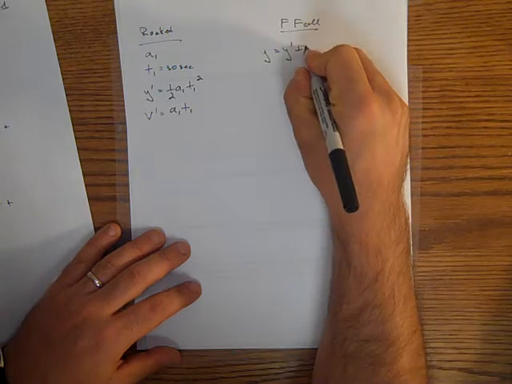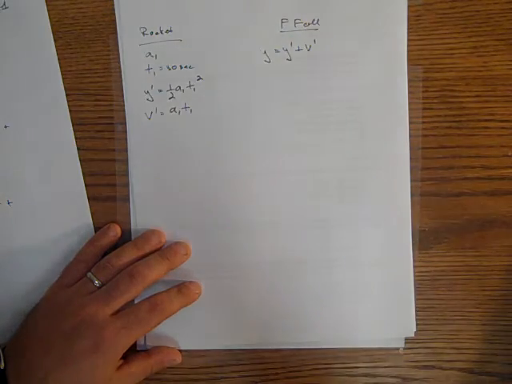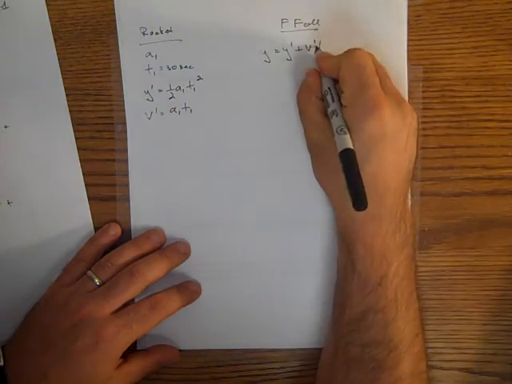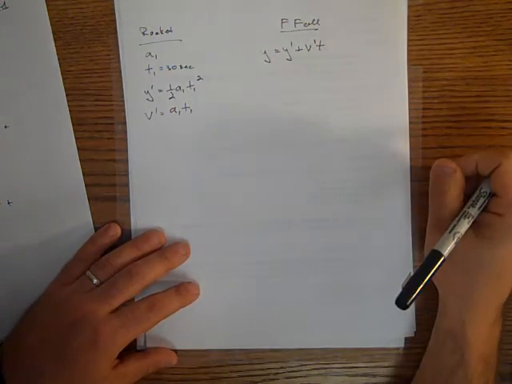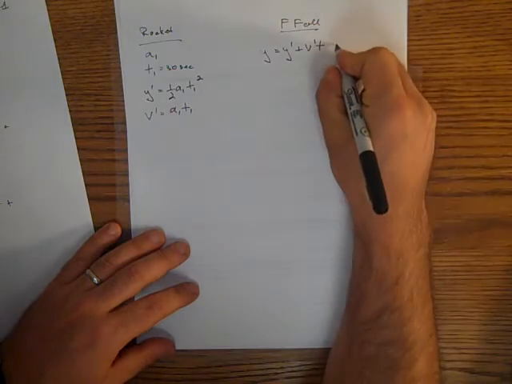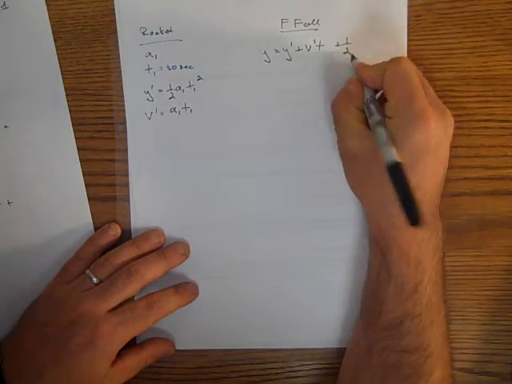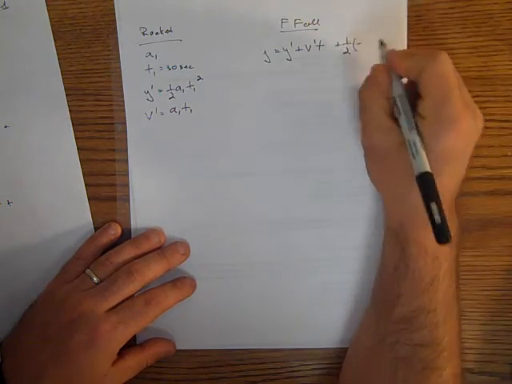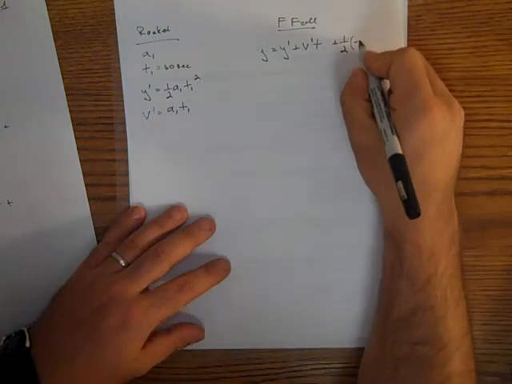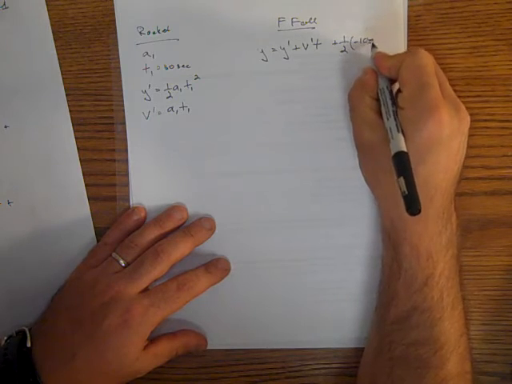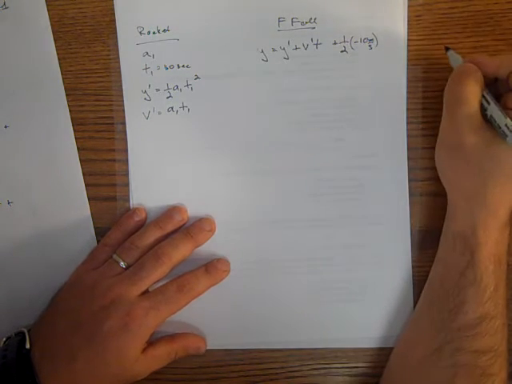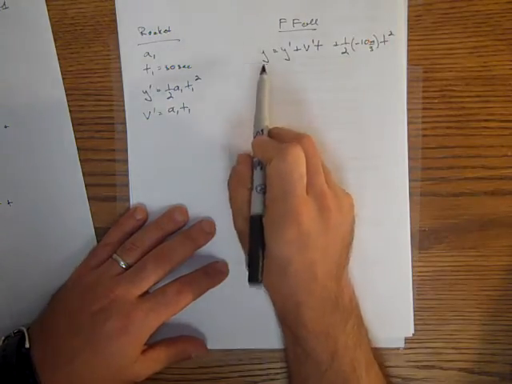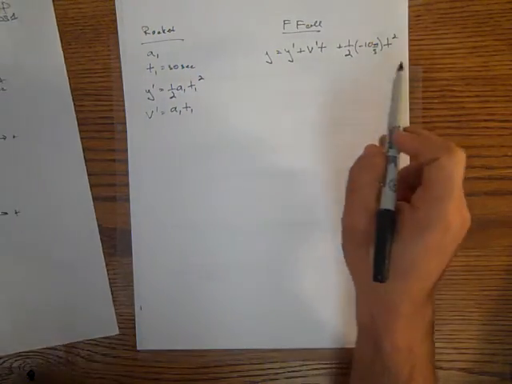plus whatever the initial velocity was. And I'm going to call this some time after the rocket turns off, t, plus 1/2, and the acceleration now is the acceleration due to gravity, and that's minus, I'm going to call it 10. That's 9.8 meters per second squared, but I'll call it 10 just for the sake of simplicity, times t squared. And that'll give me the position as a function of time.